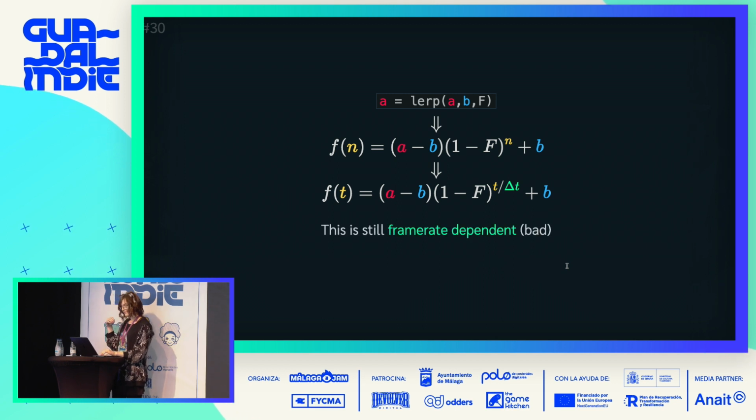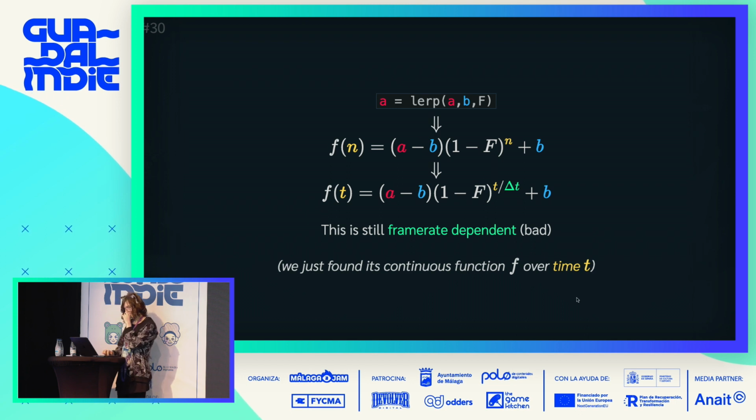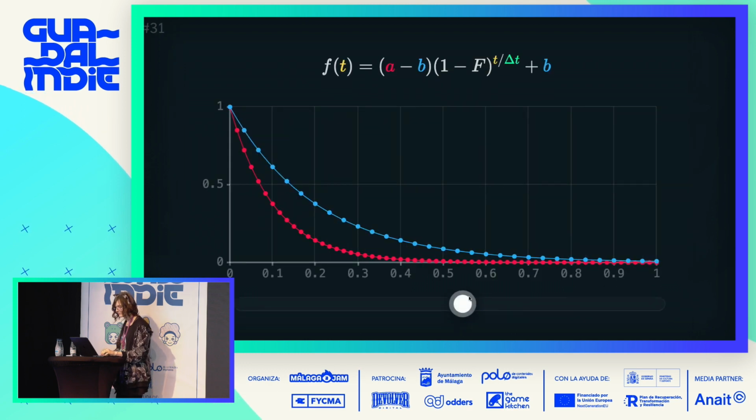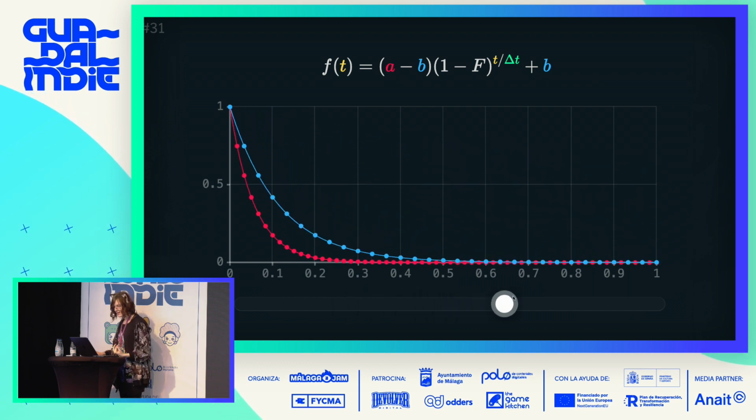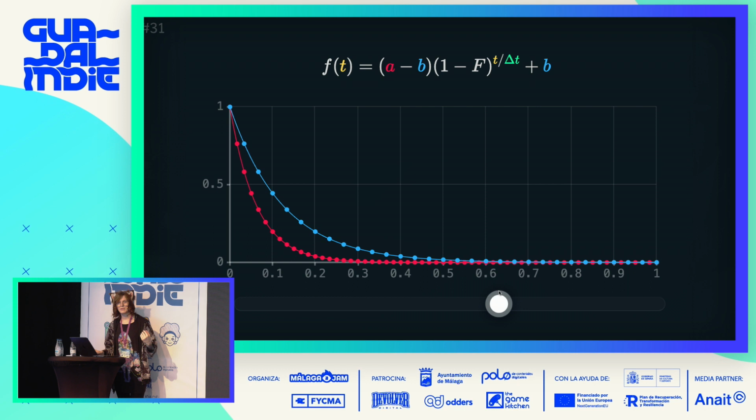OK, but this is still frame rate dependent. We haven't fixed any problem at all. We've just done some math, and that kind of sucks, right? But we did find the continuous function over time t. And that's a good first step. And so this is what it looks like if we map it for 30 FPS and 60 FPS. And again, we can see that there's a frame rate dependence here, because depending on frame rate, we get different curves. Again, not good.